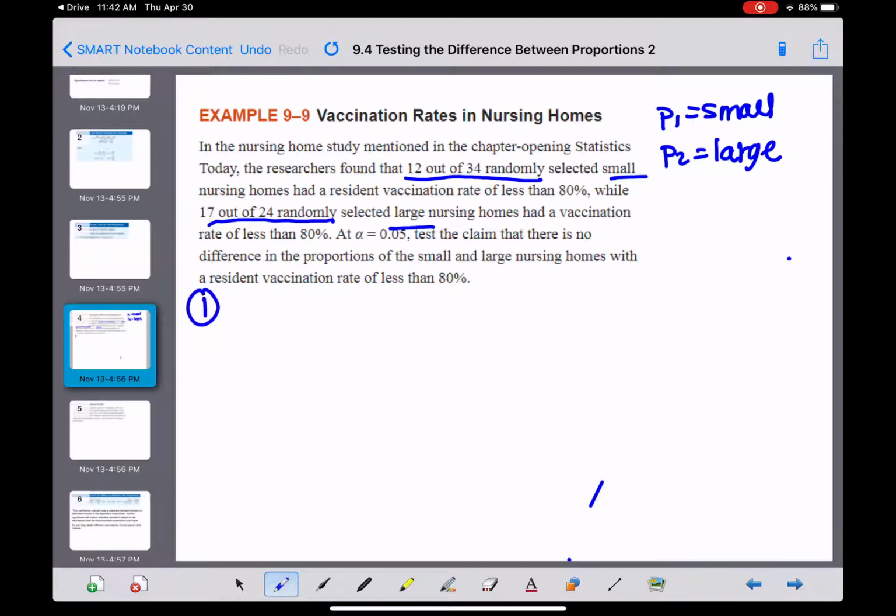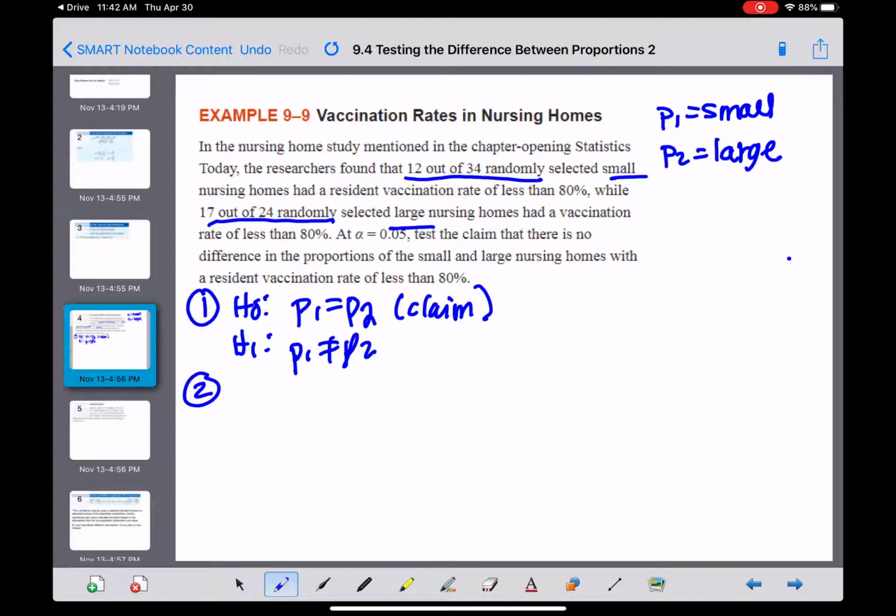My first step is my hypotheses. I'm saying that they are equal. We're testing the claim that there is no difference, so this is our claim. And then the alternative, it didn't say anything about being greater or less than, so it's just not equal to. So we have a two-tailed test.